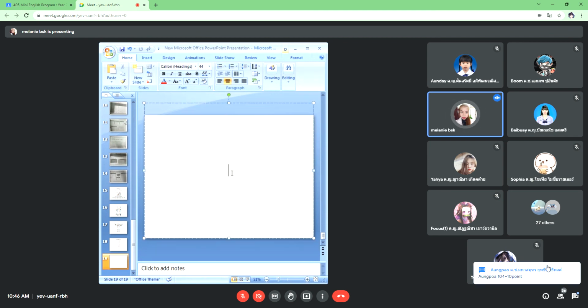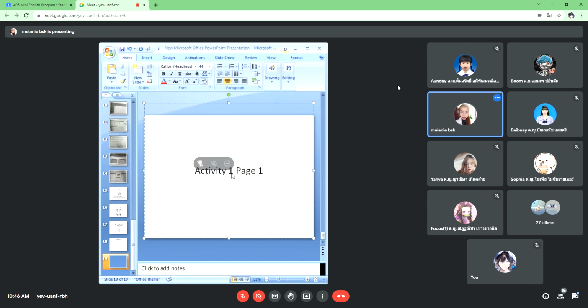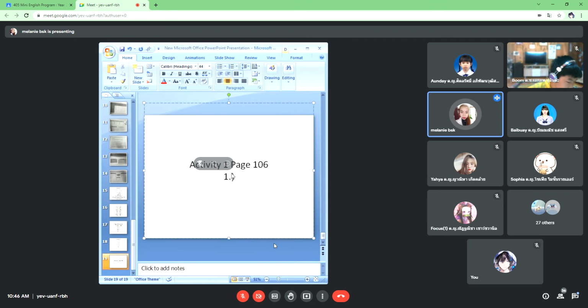Okay, activity 1, page 106. You're going to arrange in ascending order. So we have here decimals 1.5, 0.8, and 2.1. If you're going to arrange them in ascending order, what would be the first?